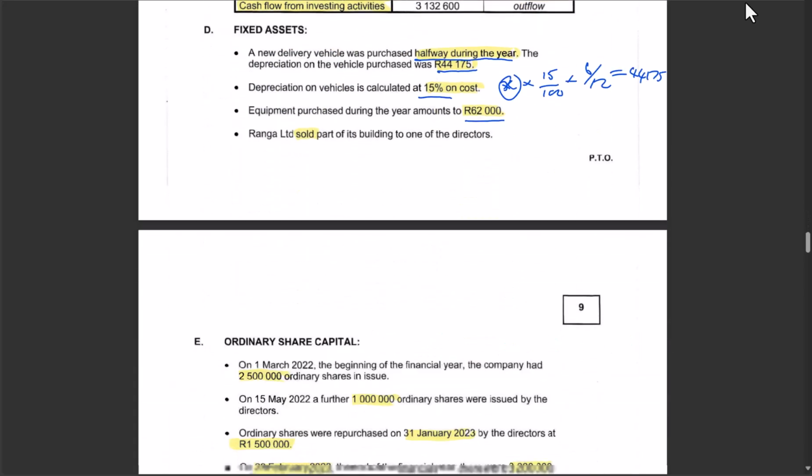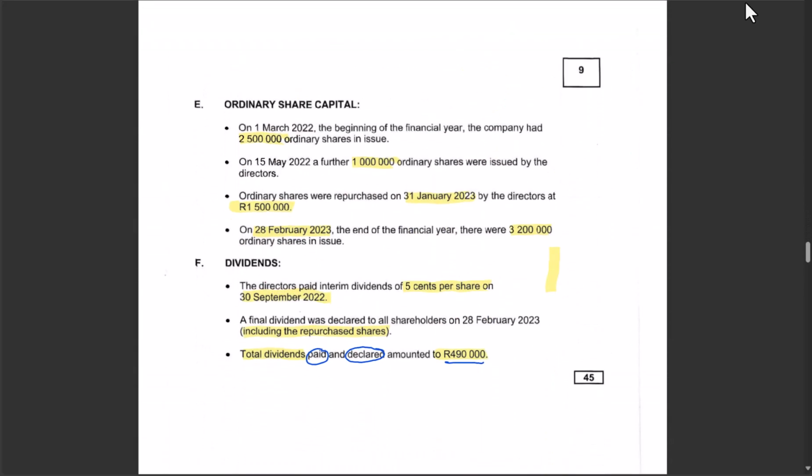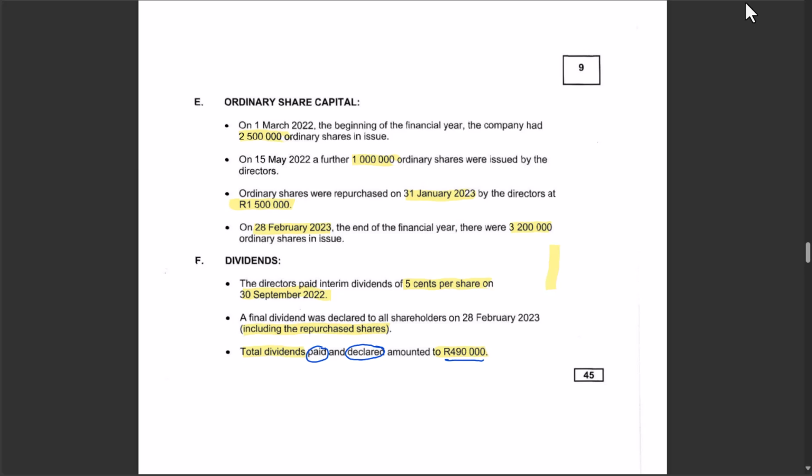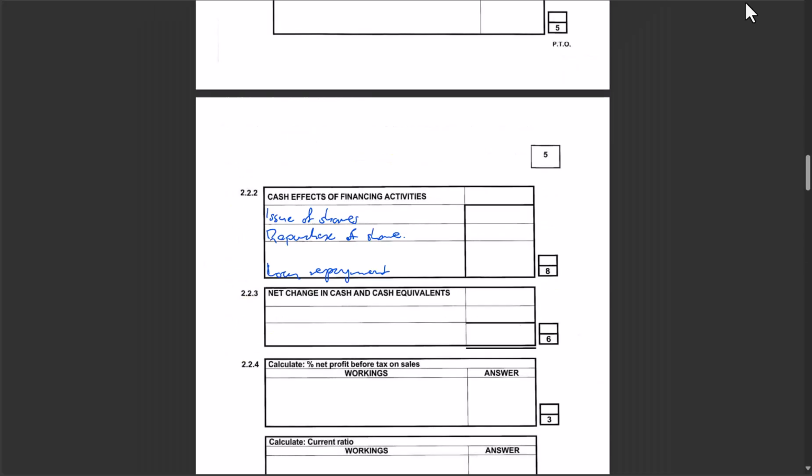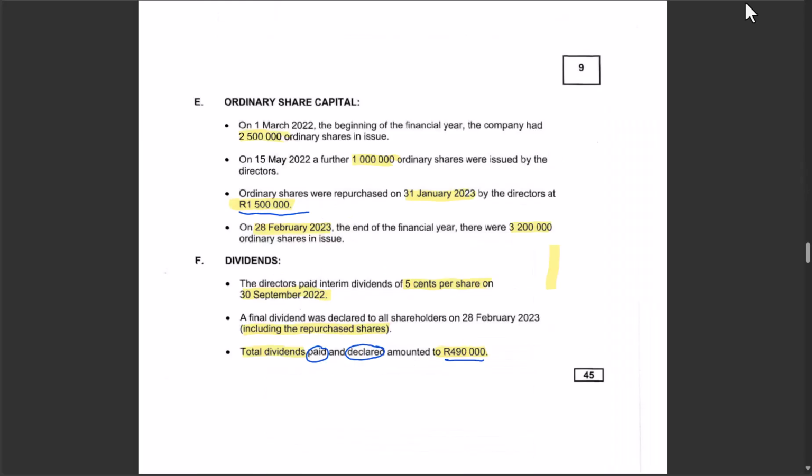Sorry, I'm scrolling the wrong way. Ordinary share capital, right? Shares were repurchased by the directors at 1,500,000. So whatever number of shares were repurchased, 1,500,000. I don't waste time. You can just put that figure down. It's there. You're done. That's an outflow because money went out of the business. Then for issue of shares, it's a little bit of working there.